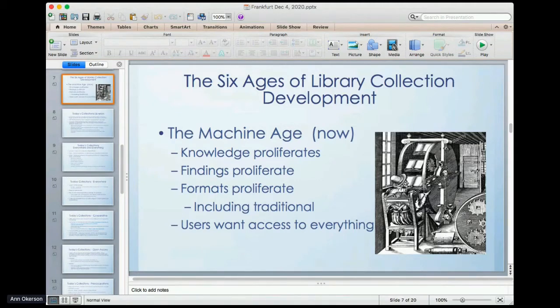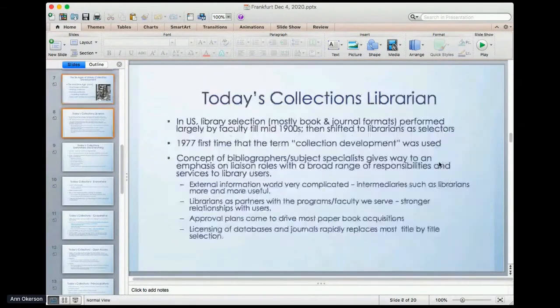So this is our world now. Knowledge proliferates, formats proliferate, findings proliferate, and note that everything that came before remains even as the new is added, and users want access to everything. We are at a point which the pandemic has emphasized that what we think of as library is far, far less connected to physical buildings than at any time since 500 before the Common Era. So now here's a portrait of today's collections librarians and their concerns. We are not robots, or not yet.